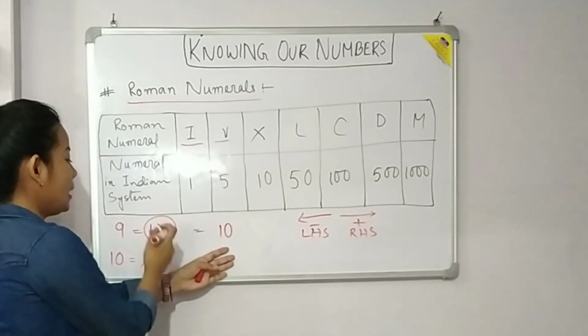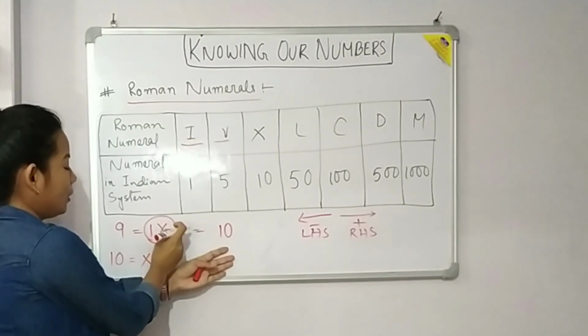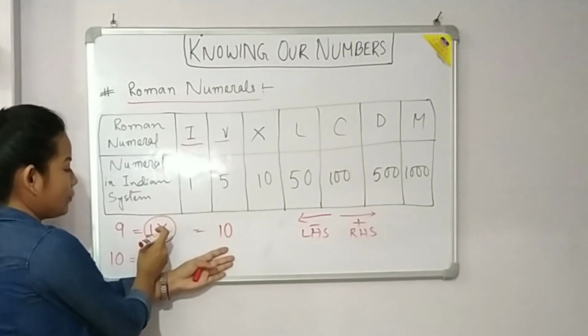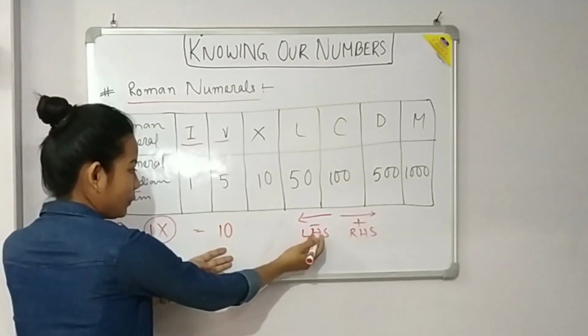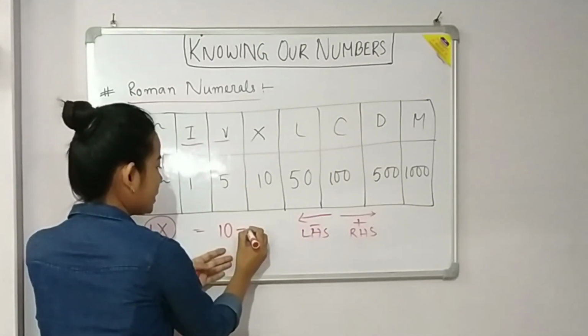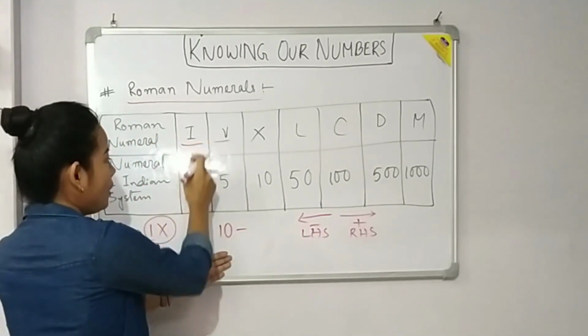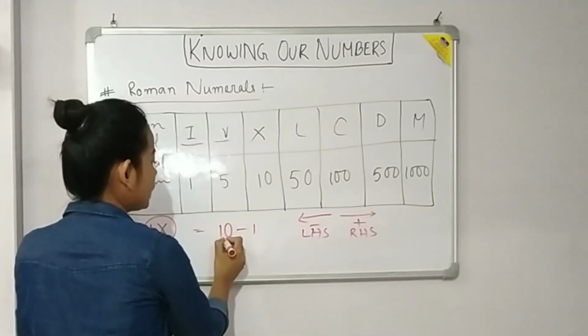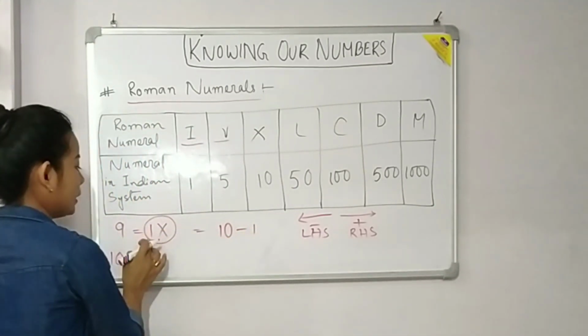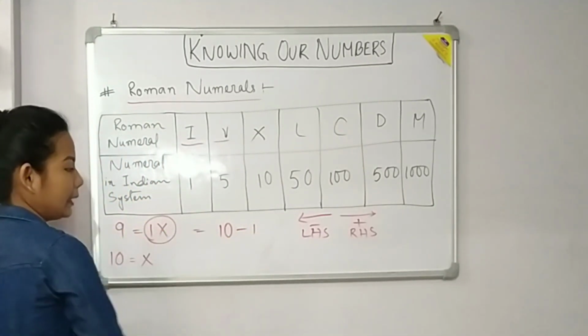X means 10. And the left hand side of X is what? I. And left hand side means what? Subtraction. So subtraction, I means what? We know that I is 1. So 10 minus 1 is what? 9. So that's why we are writing IX.